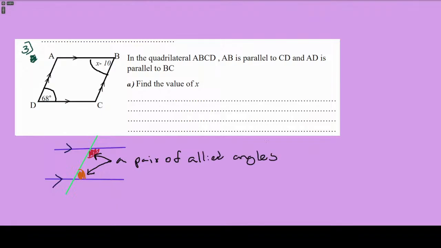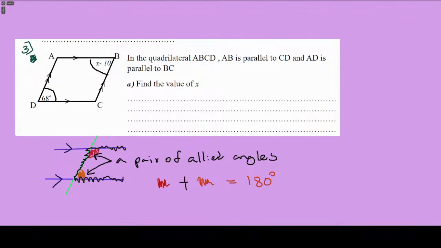So what is the rule you got to know about a pair of allied angles? The rule is when the lines are parallel, allied angles add up to 180. What does that mean? When we add this red angle with the orange angle, what would it be? 180 degrees. We say allied angles, that's the original name, but the easy way to remember the shape of this angle, we say C angles. It looks like a letter C.